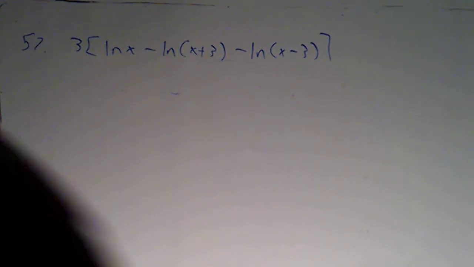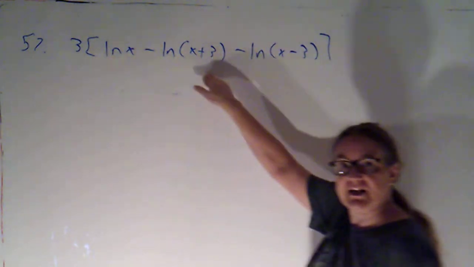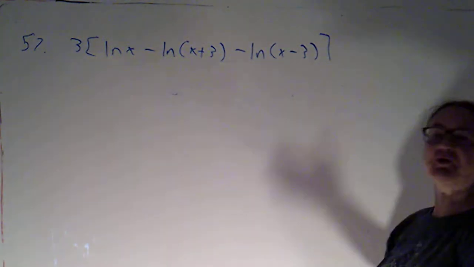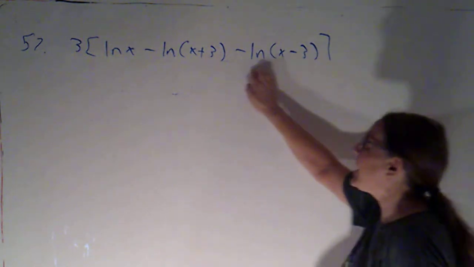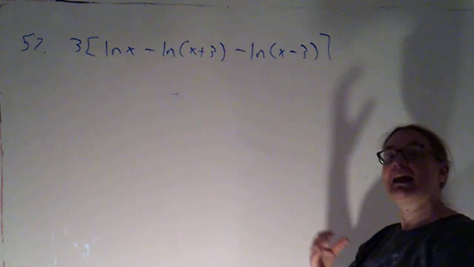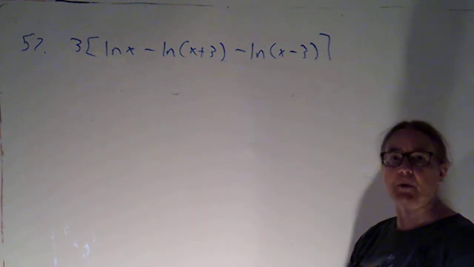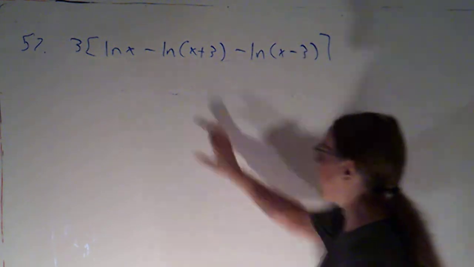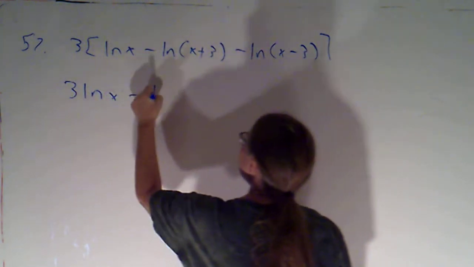At the end of the last video, I said that the easiest way to do this problem would be to distribute the 3 to each piece first. That's certainly one option. I realized, though, after I said that, another viable option would be to simply combine the logs inside the brackets into a single log and then bring that 3 up and make it a power. Either of those is perfectly fine. I'm going to go ahead and follow my own advice from the last video and distribute that 3.